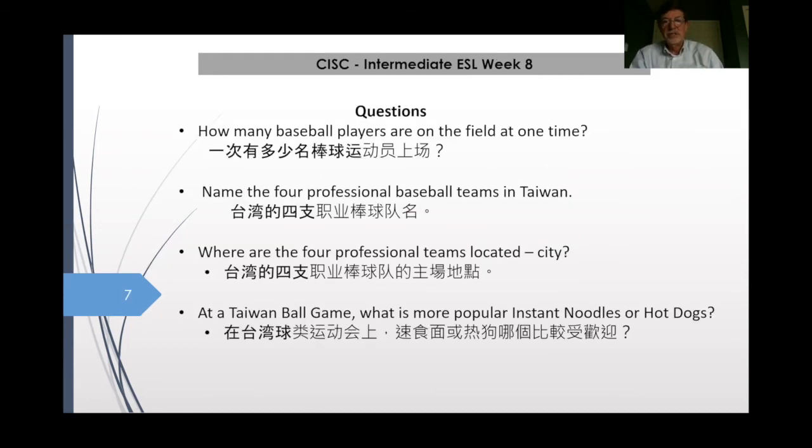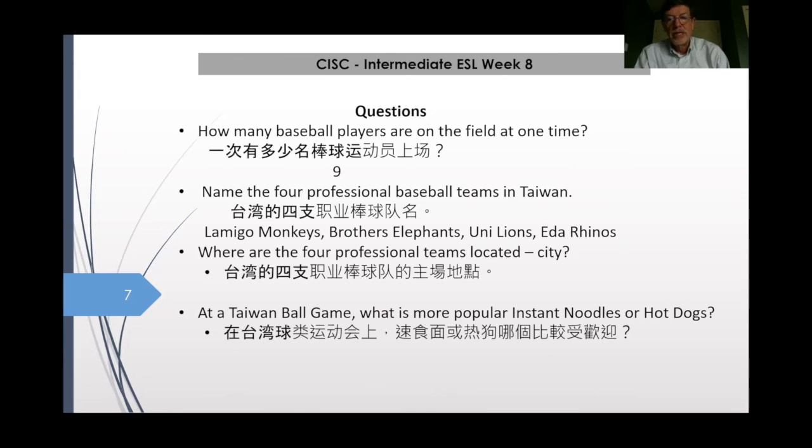Okay, we got some questions. How many baseball players are on the field at one time? Okay, pause. 9: catcher, pitcher, first, second, third, shortstop, left, center, and right field. Name the 4 professional baseball teams in Taiwan. Flamingo Monkeys, Brother Elephants, and the Lions and Rhinos.